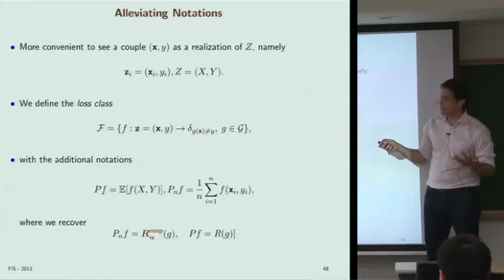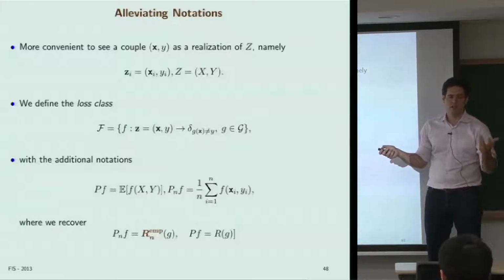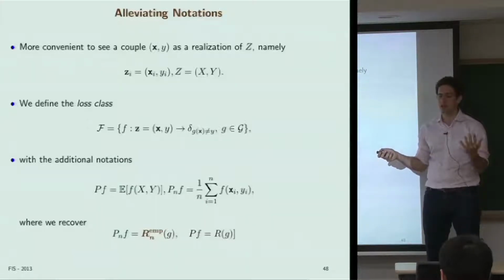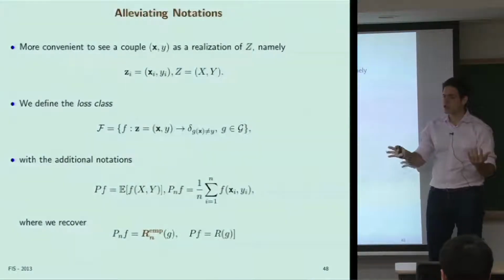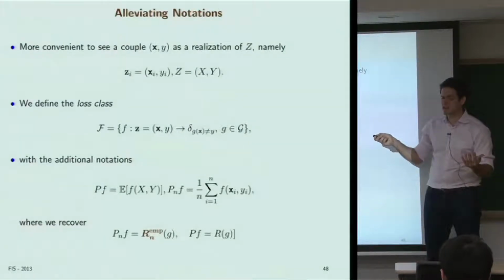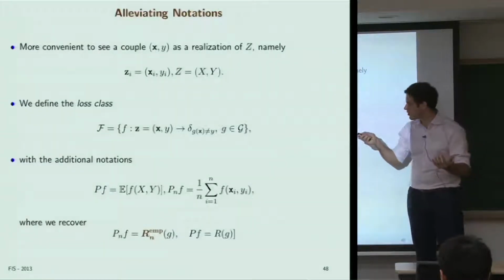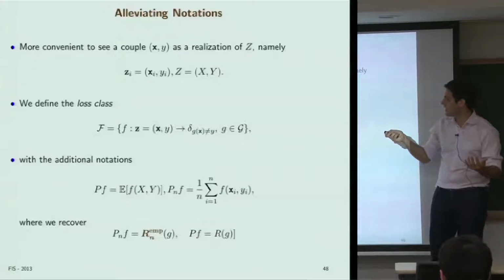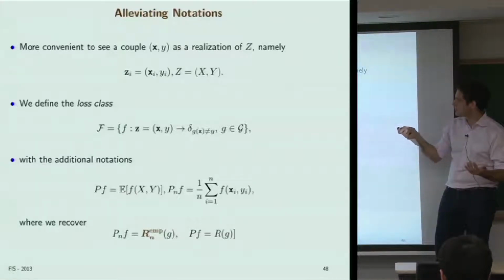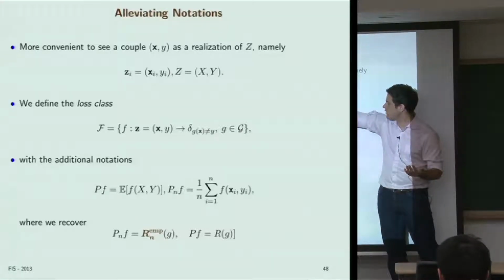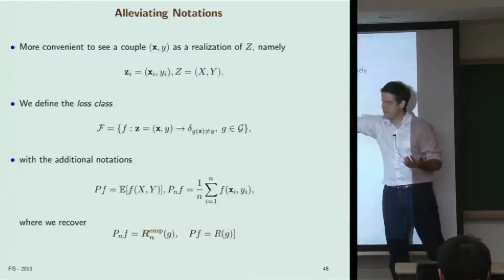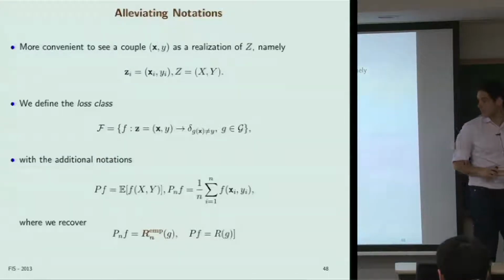So I told you that every observation in itself is a realization from a random variable. And that random variable can be split between x and y. Okay. So for notation purposes, it's a bit lighter, actually, to write this couple x, y as z. So each observation will be zi, which is xi, yi. And the joint random variable x, y is better written as big Z.